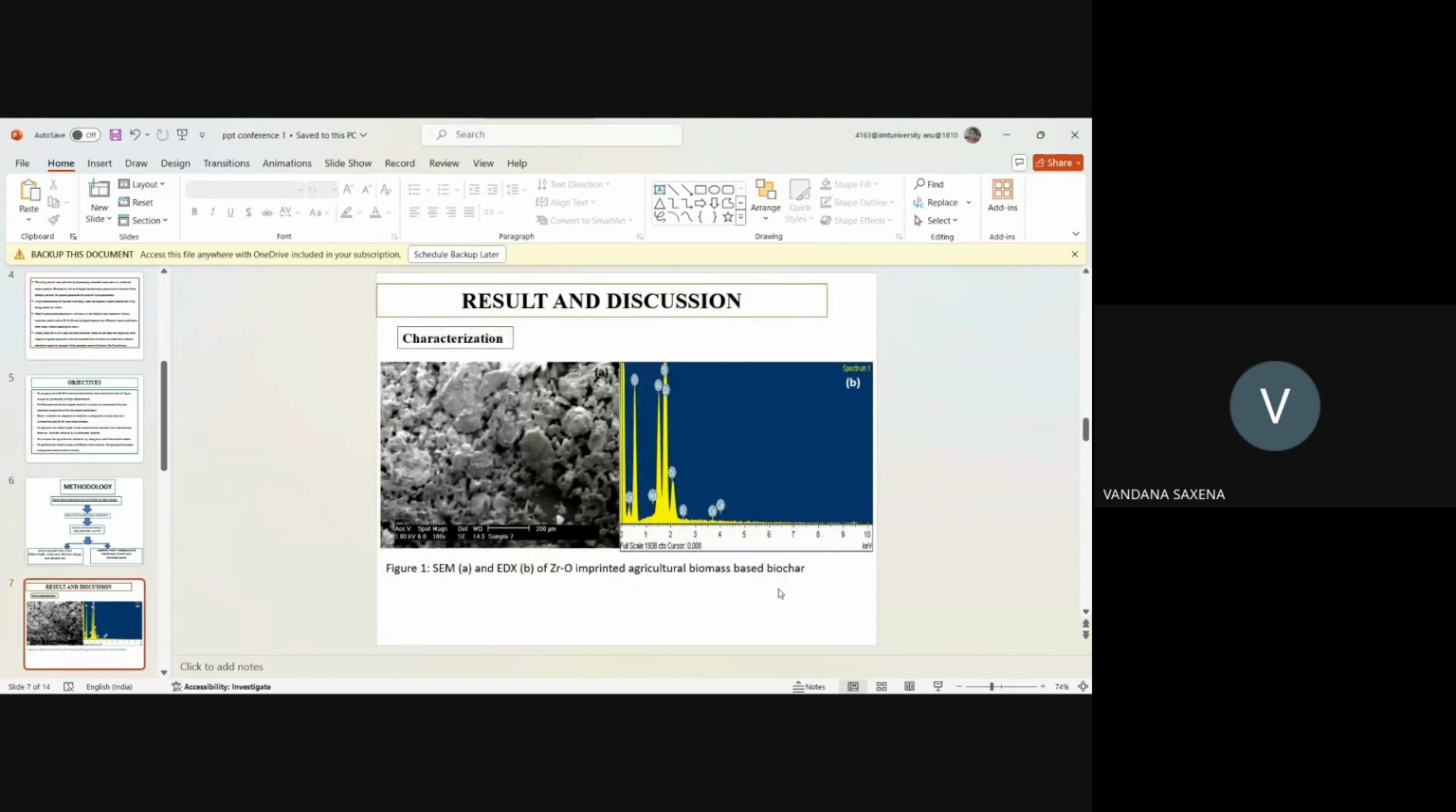So this is the result of our characterization. Here we can see the SEM and EDX results. The irregular pattern of the surface of the adsorbent is beneficial, as it provides a high surface area for adsorption of fluoride. And in EDX, we can see a clear spectrum of zirconium, which indicates the successful establishment of zirconium oxide on the adsorbent.